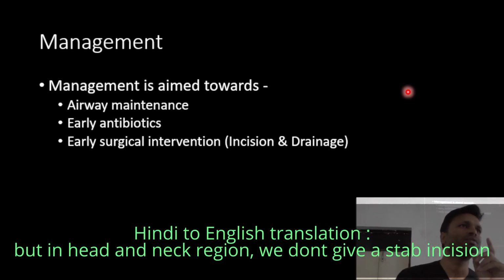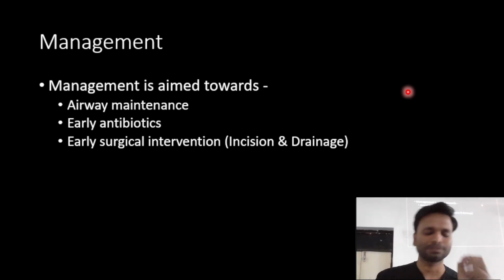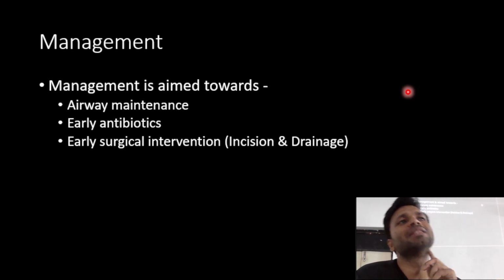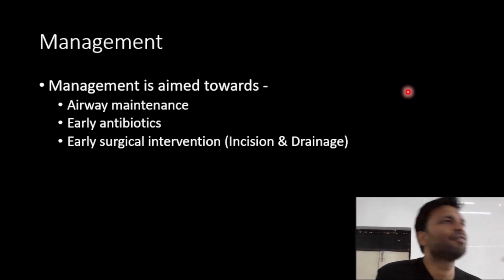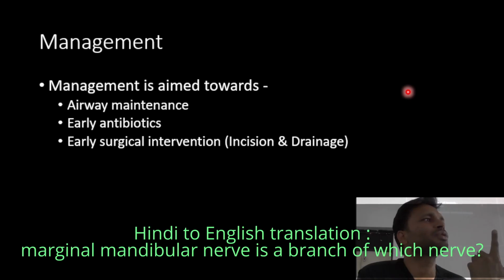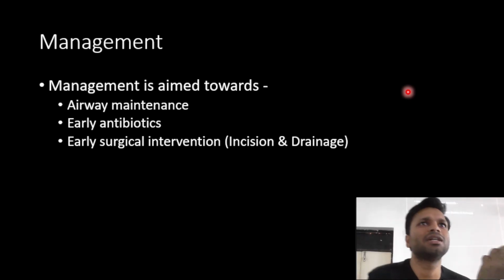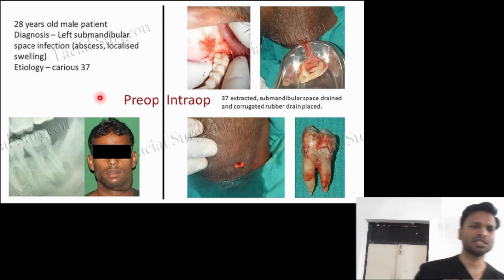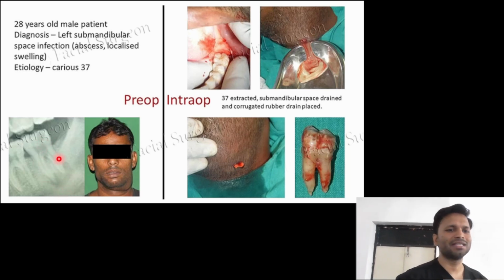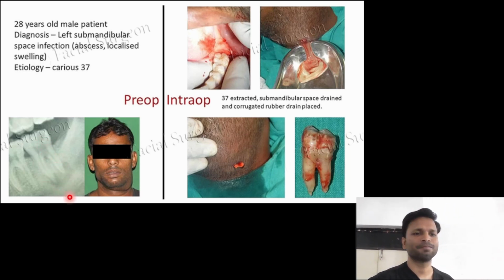But in the head and neck region we don't give a full stab incision like that, because we have a lot of vital structures in and around the face. What are the two vital structures that are present in this region? Facial artery, one. Second, marginal mandibular nerve. Marginal mandibular is a branch of which nerve? Facial nerve. So this is the case of left submandibular space infection, secondary to the caries in 37.